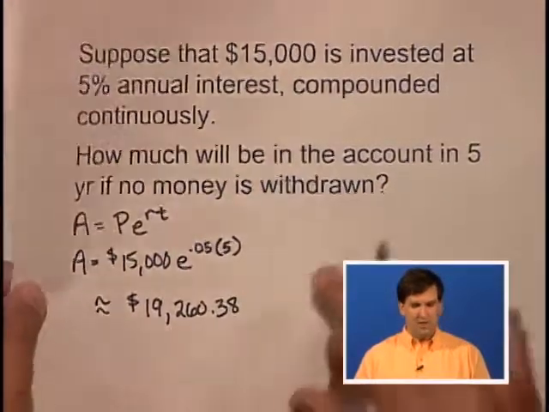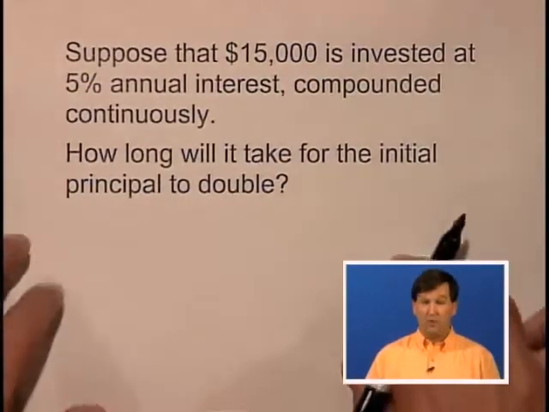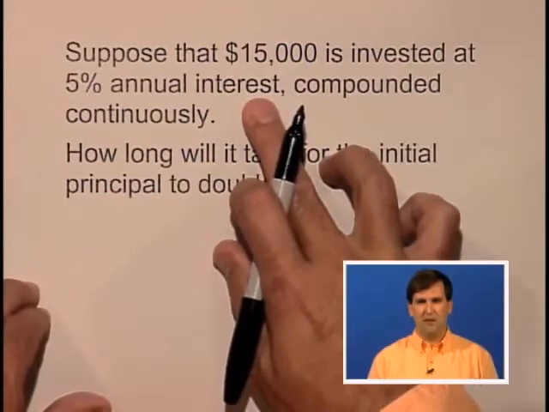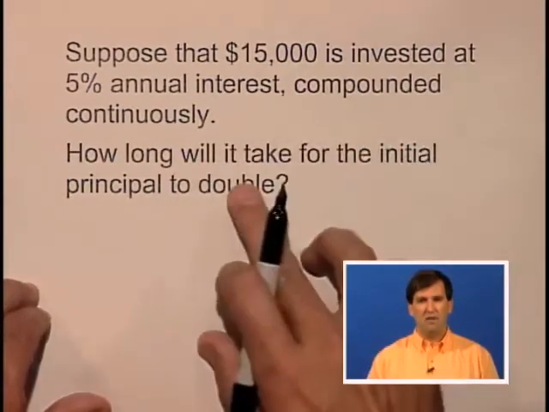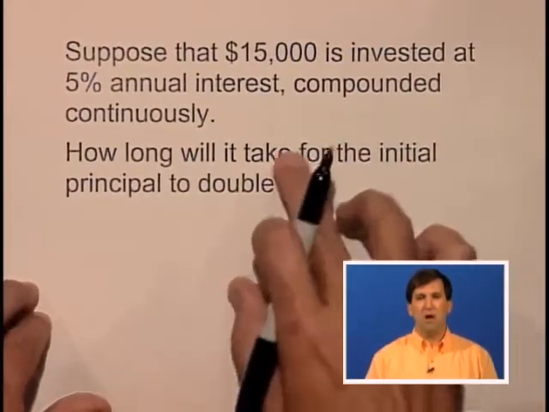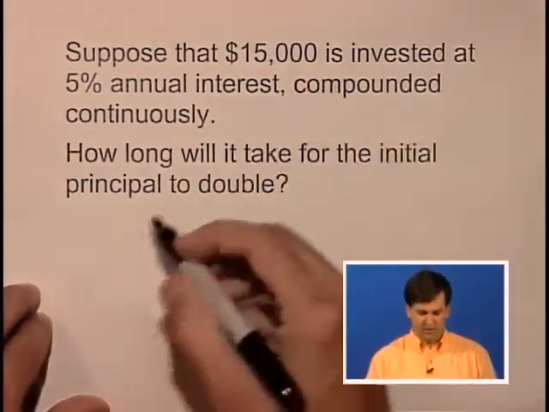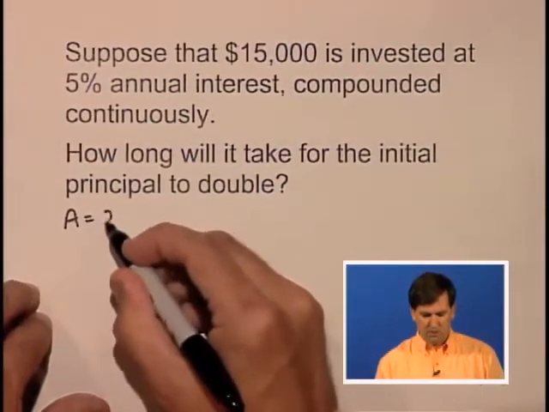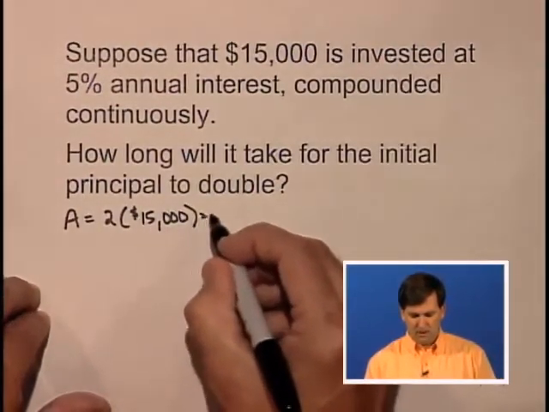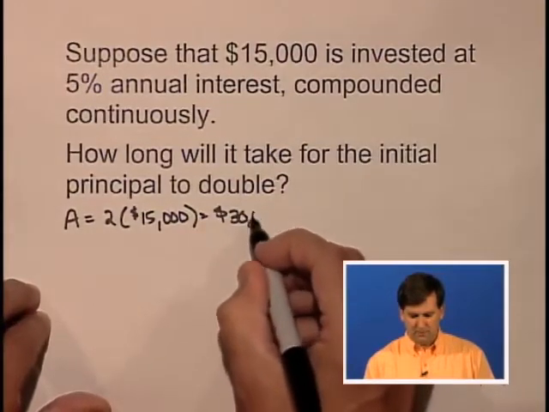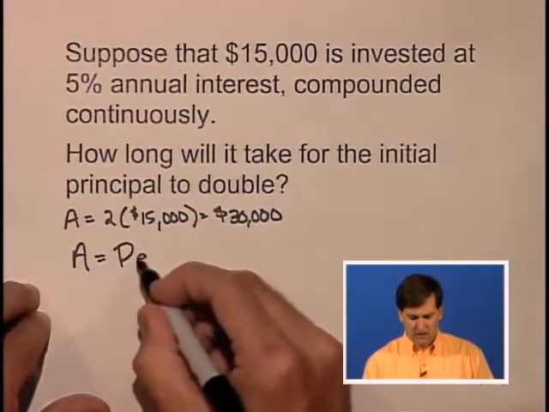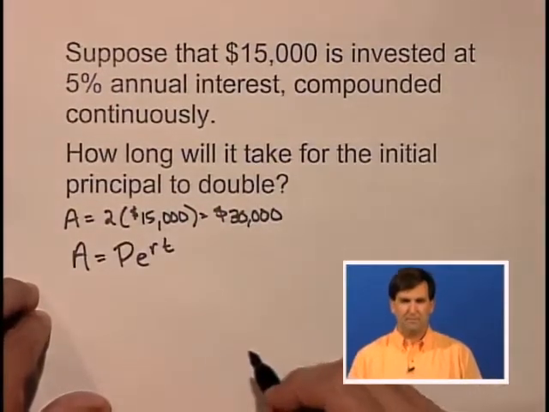$19,260.38. The next part of this question asks us that if we have the same situation, we have $15,000 and it's 5% annual interest compounded continuously, how long will it take for the initial principal to double? So now we're talking about the amount of money being $30,000. We need A to be double what we started with, which was $15,000. And that gives us $30,000. We're still using the A equals Pe to the rt formula.